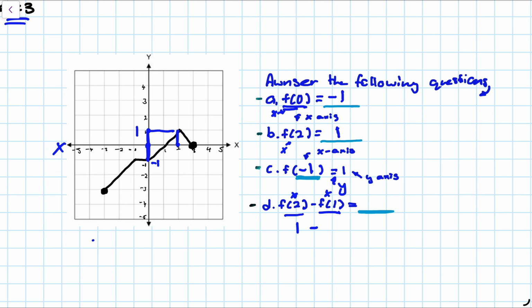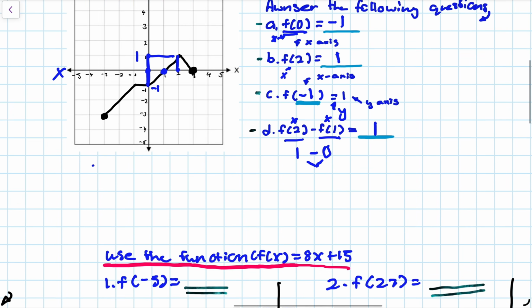And then for 1, you would have to find the point right over here, and it would be 0. For this, you just have to do subtraction, and it would be just 1. That would be your answer for this. So yeah, it's actually really simple and really easy to do.